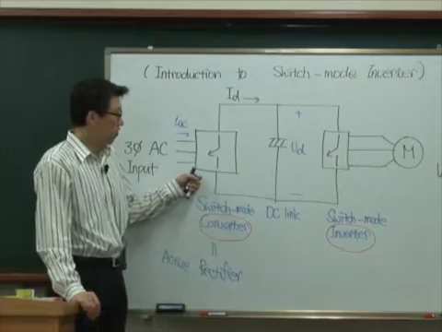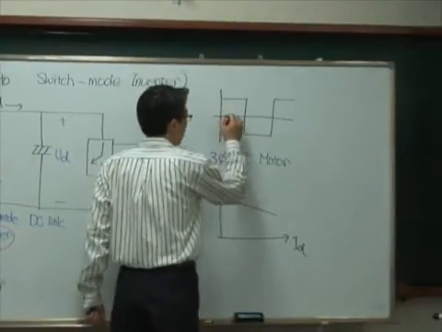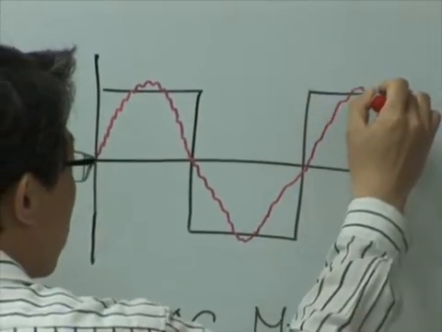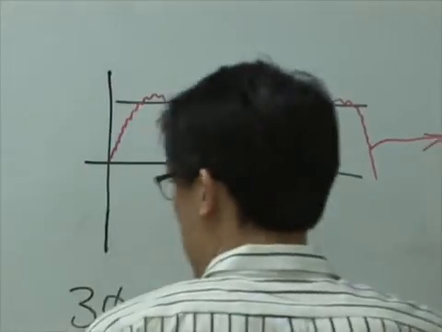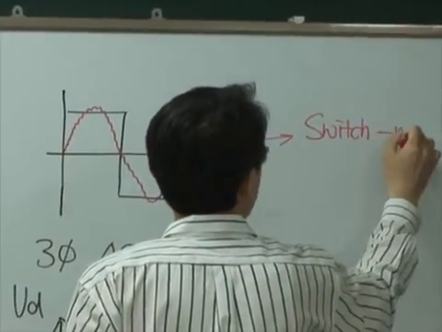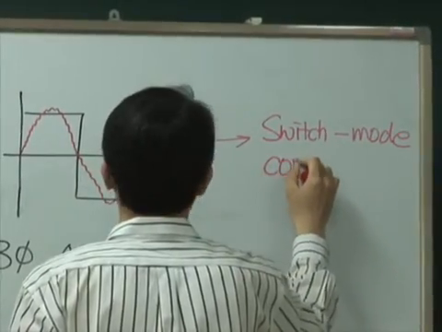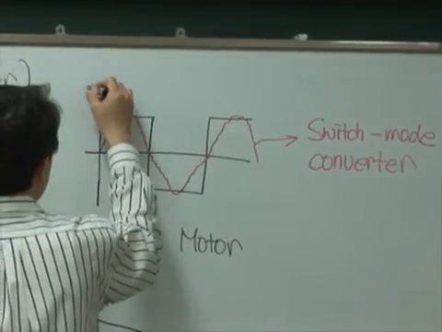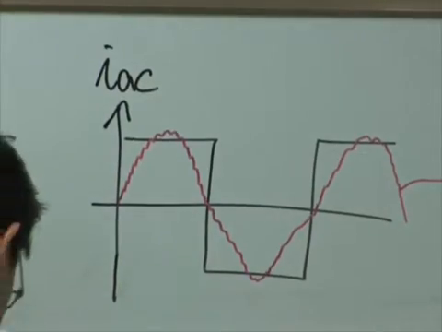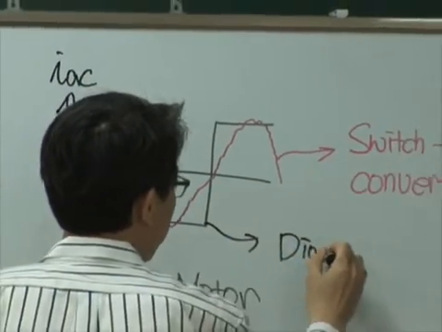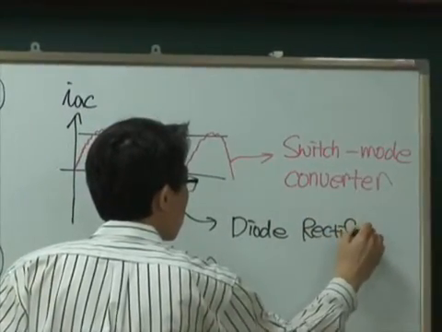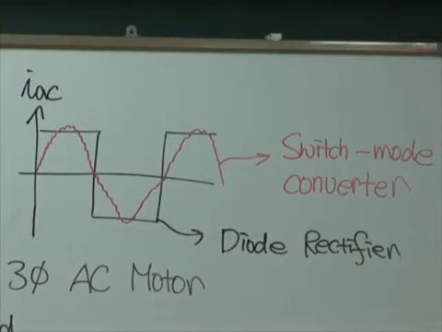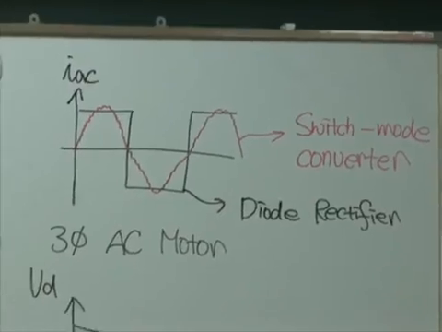But when we are using a switch mode converter, this AC current is now very, very sinusoidal with a high frequency component, right? This is for the switch mode converter. I'm now talking about the AC current. And this is the diode rectifier. Okay? So THD can be maintained below the limit, around 5% or 4%. So it complies with IEEE 519.